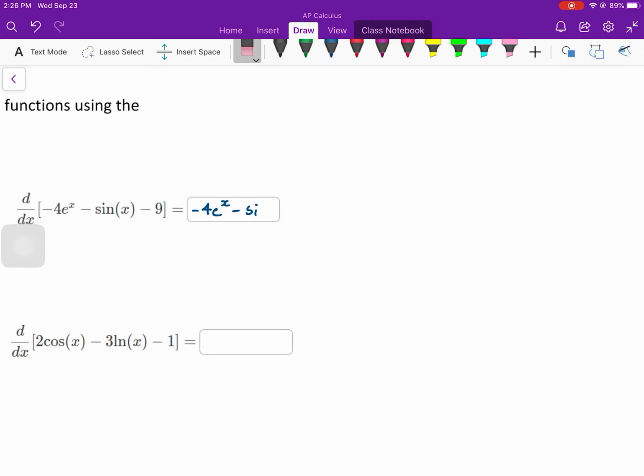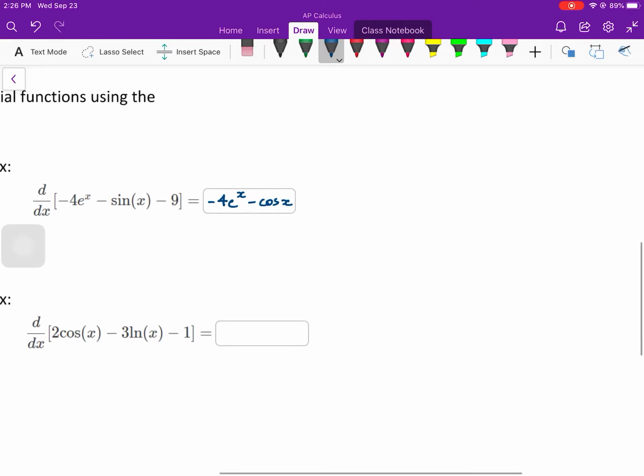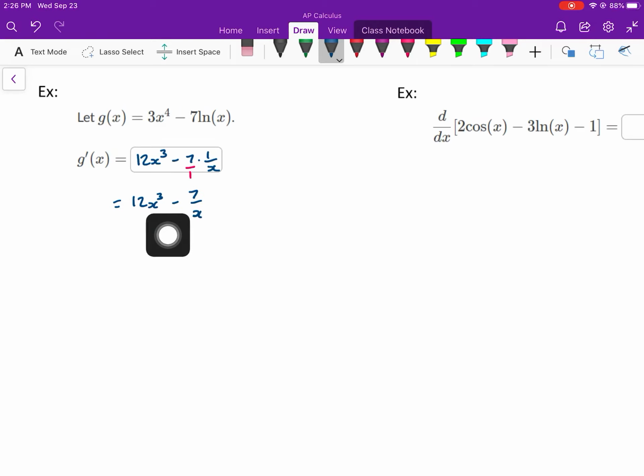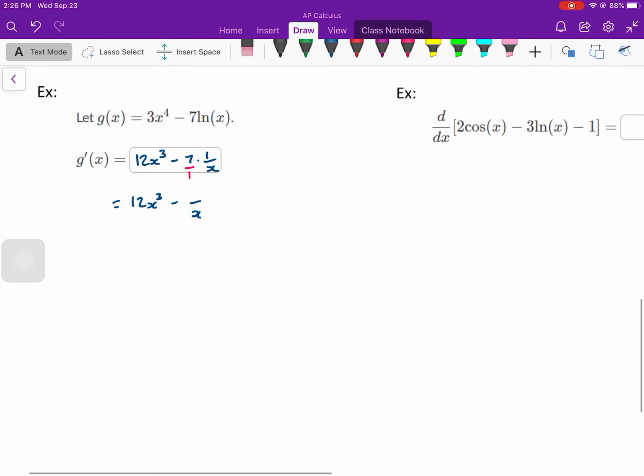Derivative of sine is positive cosine, so that negative will stay there. It's that double negative whenever we take the derivative of cosine that we got to look out for. Derivative of 9 is 0. So there you go. On this one, derivative of 3x to the fourth is 12x cubed, and then minus 7 times 1 over x. Now, usually we don't keep it that way. We want to put that 7 on top over x, because you can think of that as 7 over 1, right? And then the 1 times the x, and so on. So preferably you answer it like this, or x to the negative 1. I see some people just like to write x to the negative 1, which is perfectly fine.